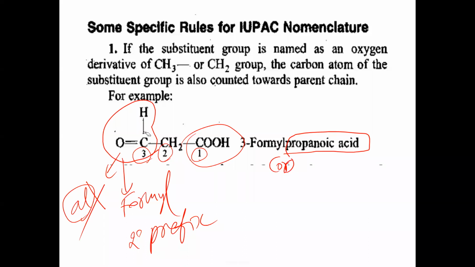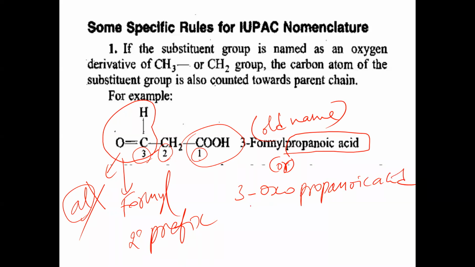The same thing I said here. If this carbon is CHO, CO is there actually. The third carbon is the carbonyl carbon. Here this C double bond O is there like ketone. So because of this, in some books 3-oxo will be given. The same name, 3-formyl, is the old name actually. Now the modern concept we have to take here: instead of 3-formyl, we should use 3-oxo. 3-oxopropanoic acid. 3-oxo we have to say.